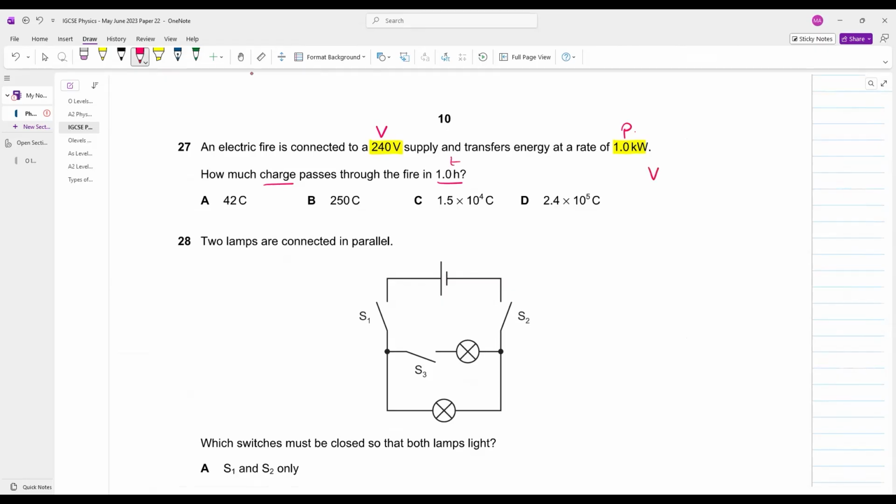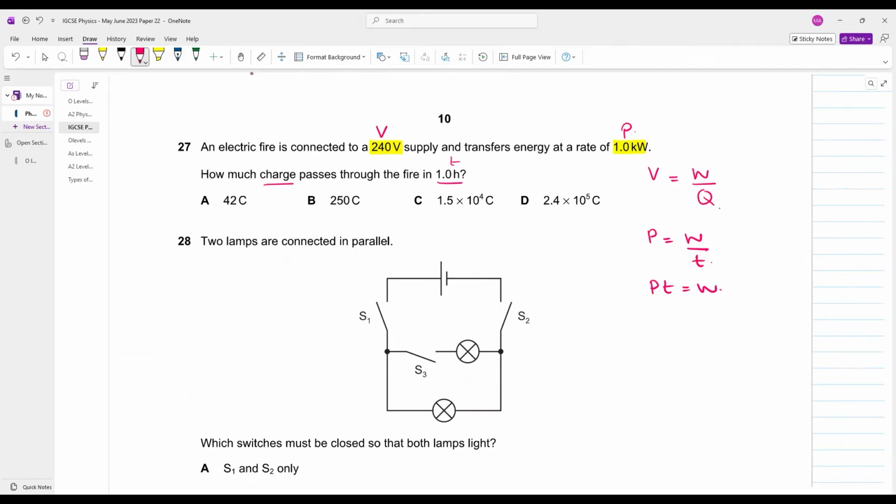So better, do you remember this formula? Voltage is equal to work done over charge. Yes sir. Work done कैसे निकालें? Energy कैसे निकालें? Do you also remember this formula? Power is equal to work done over time. पावर को अगर आप टाइम से मल्टीप्लाई कर दोगे, you will get the work done.